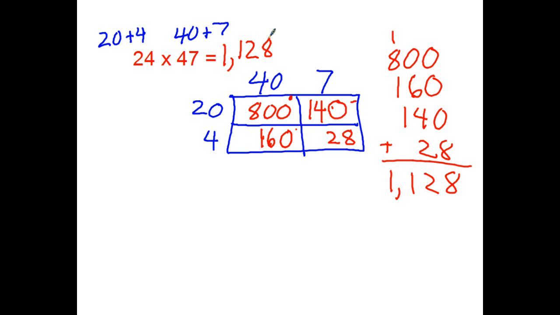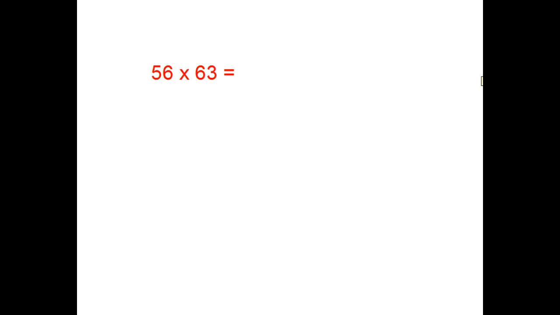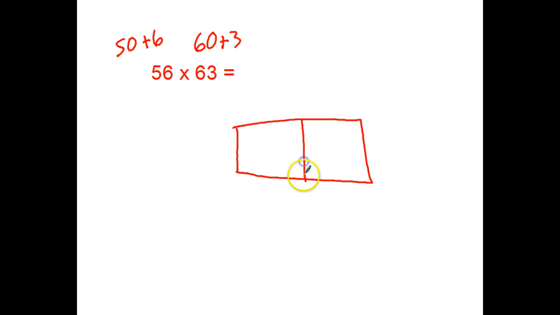This is just another way of multiplying instead of using the standard algorithm and our Marco Polo method. It's called an area model. 56 times 63. Break the 56 into 50 plus 6. Break the 63 into 60 plus 3. Again, I'm going to have 4 different areas going. I got 50 and 6 on this side and 60 and 3 on this side.